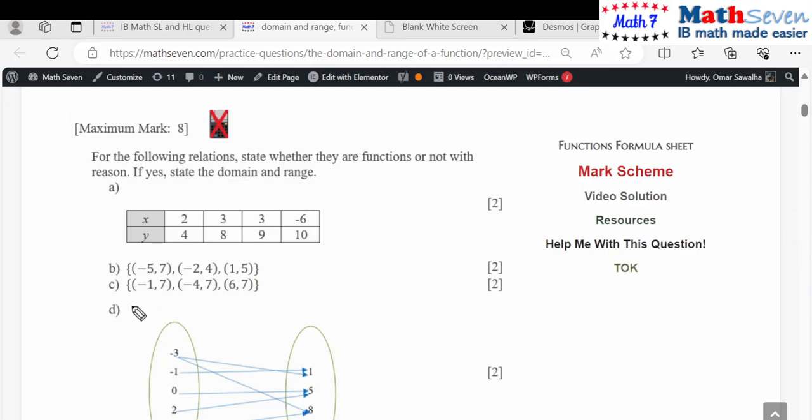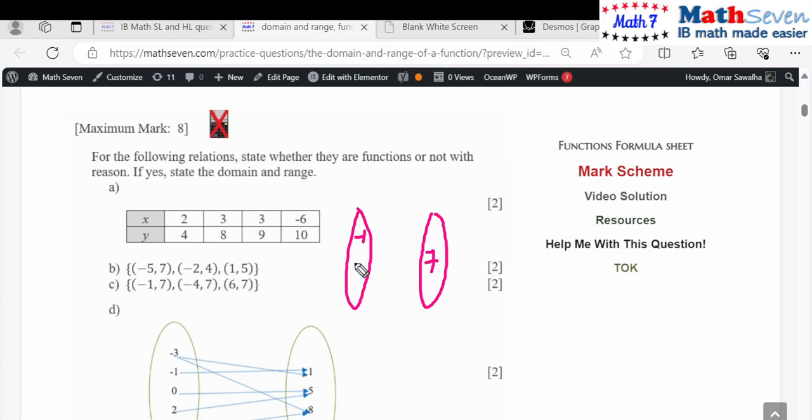Now, for part C, let's look at part C. So -1 is connected with 7, -4 is connected with 7, and 6 is connected with 7. That's a function, okay? Because -1 is not being repeated, and it always gives me a value which is 7. -4, I know it's giving me the same output. That is fine. So when you have many inputs that have one output, that is brilliant. That is exactly what I am looking for.